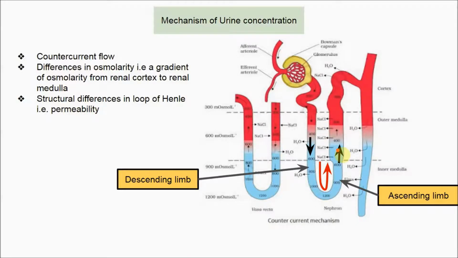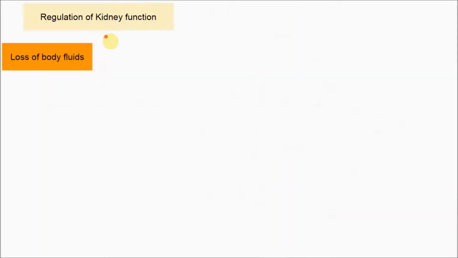But in the case of fishes, their kidneys, which have nephrons, have a loop of Henle that is very short in length. As a result, they will always produce dilute urine. So now, how is kidney function actually regulated or controlled?